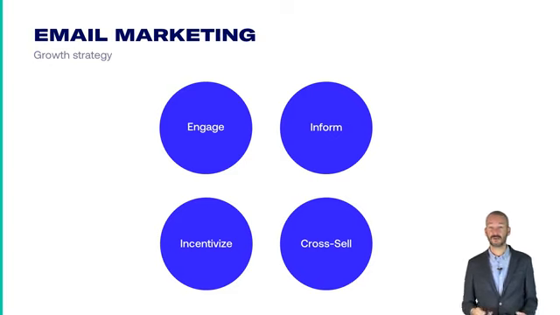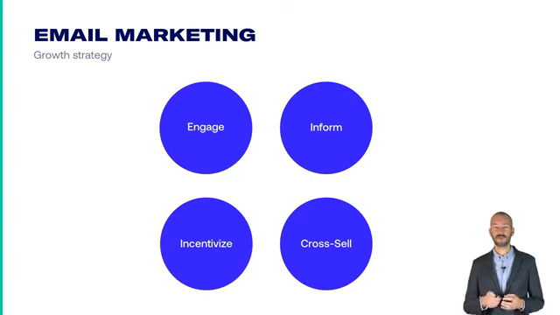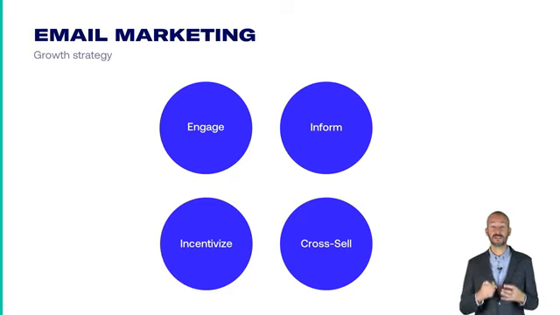Another aspect of this growth strategy is to inform people. Tell people things that they don't know. If you inform people of content and information that they can't get elsewhere, your email list is going to become more and more important to them. You've got to provide value to them, something they can't get anywhere else.